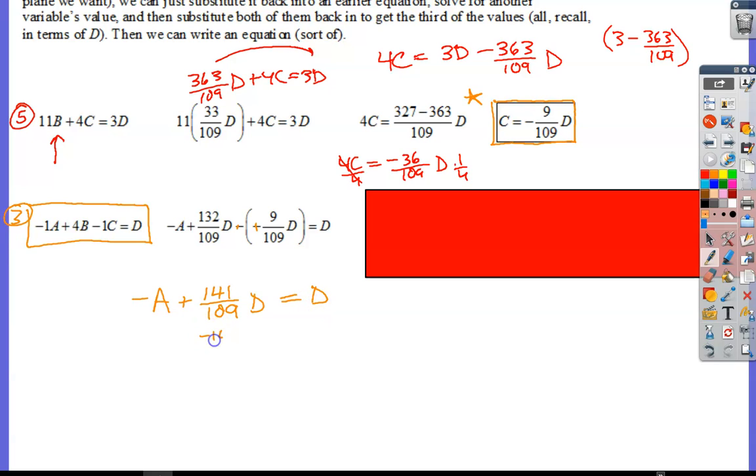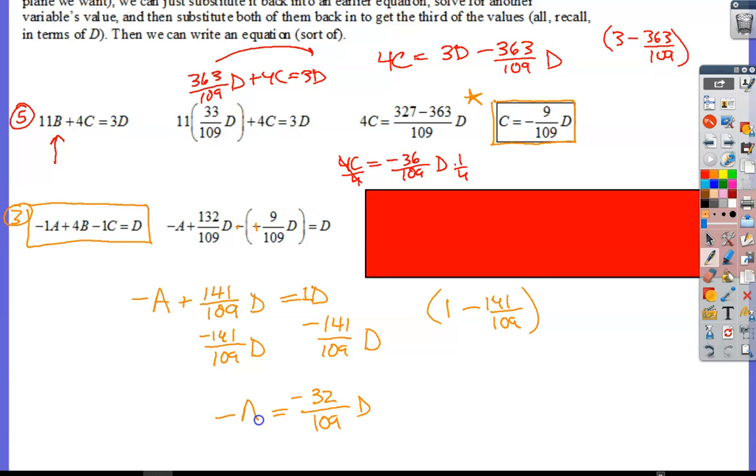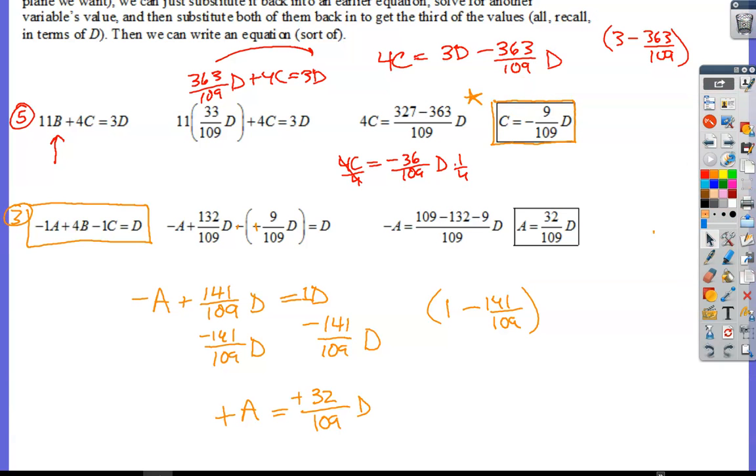So then I'm going to have to subtract the 141 over 109. I'm going to bring all that together. This is 1, remember. So in my calculator, I'm doing literally 1 minus 141 over 109 and seeing what I get. And then math to frac that. So I got -32 over 109D, careful, equals -A. So I have to finish by dividing both sides by a negative, which would just make that guy a positive. So there you can see it written out.